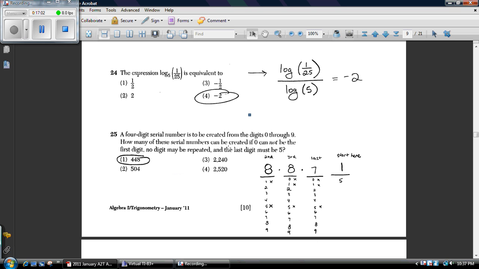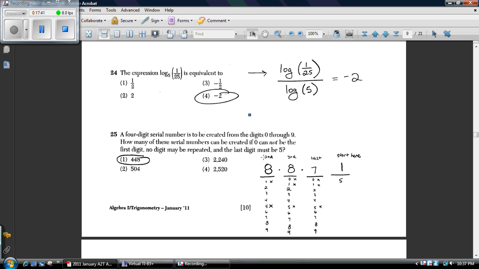All right. This one I did my own little creative way. A 4-digit serial number, so that's why I drew 4 dashes, is to be created from digits 0 through 9. That's 10 choices right there, 0 through 9. How many of these serial numbers can be created if 0 cannot be the first digit? That means you only have 9 choices for the first spot because 0 can't be one of them. No digit can be repeated. So once you choose a number, each one of these should have 1 less. And the last digit has to be 5.